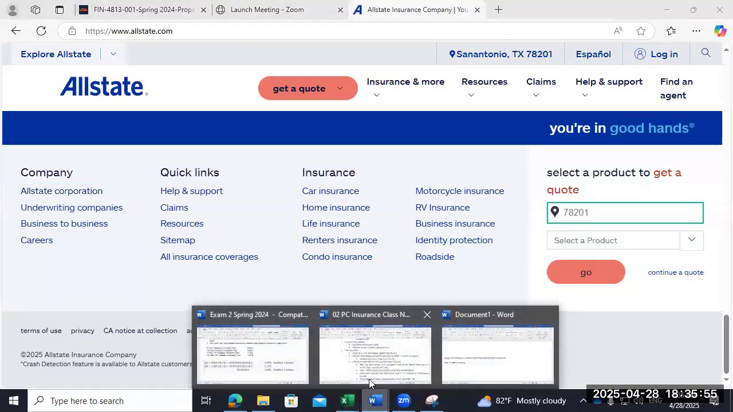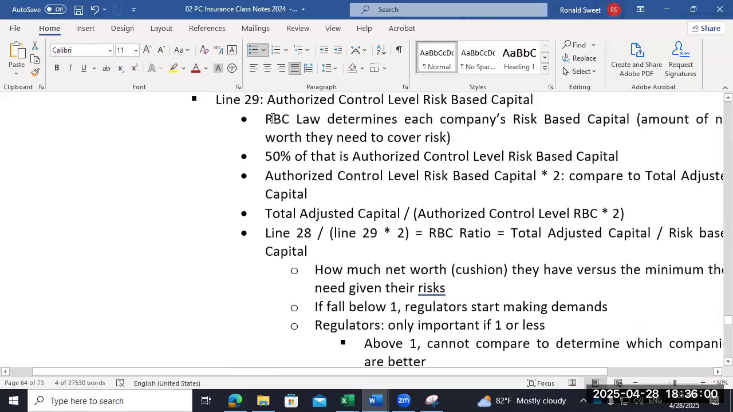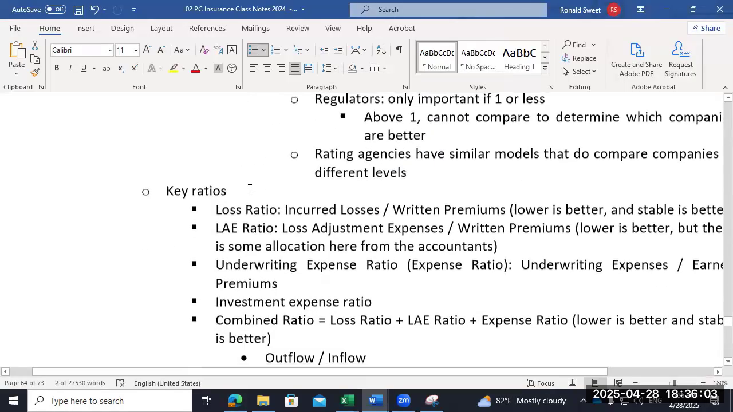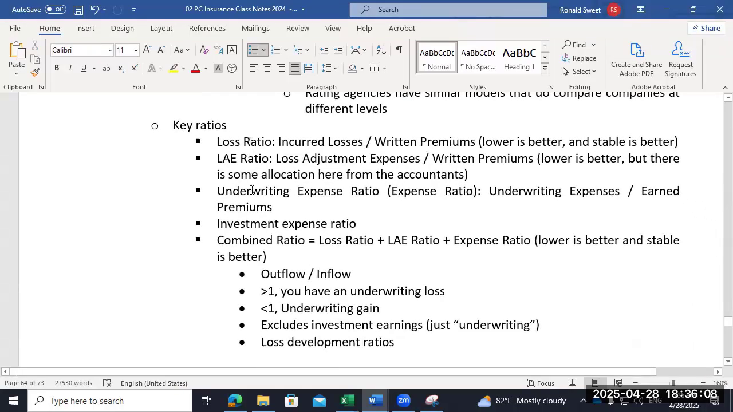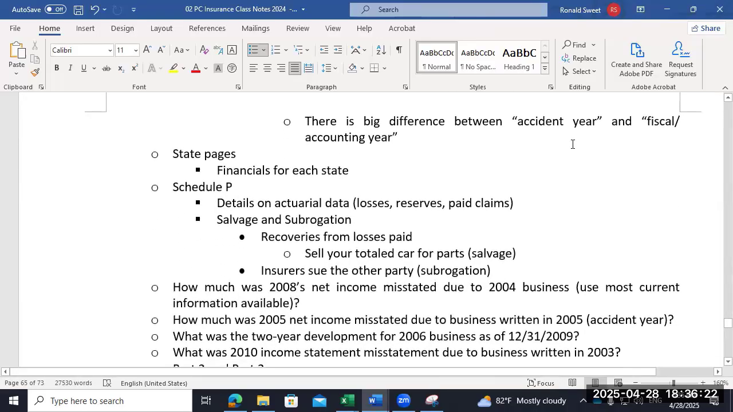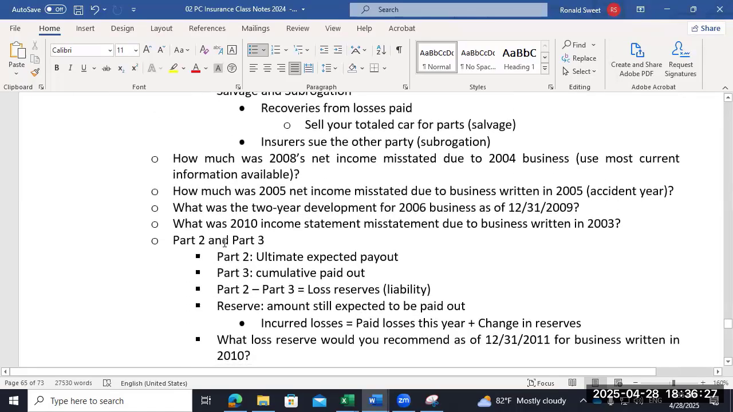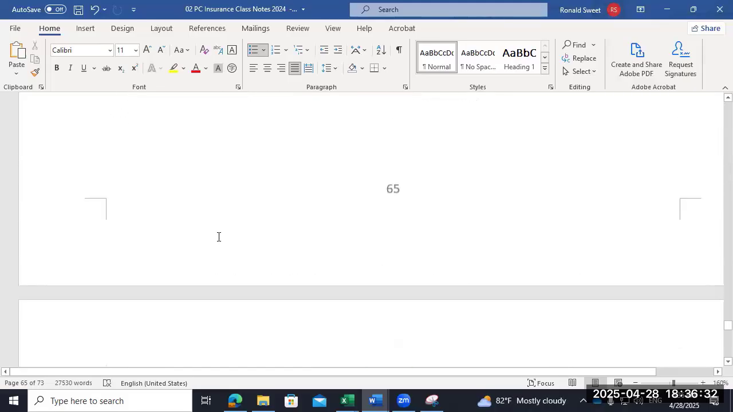So, all right. So the 5-year data is pretty good. I forgot the risk-based capital is in that 5-year data. I forgot to show it to you. All right. Key ratios, we've already kind of talked about these: the loss ratio, LAE ratio, underwriting expense ratio. The investment expense ratio is just how much it costs them to have their portfolio managed. We talked about the combined ratio, so we've got that already. We talked about the state pages. You've seen Schedule P. Boy, I think we've talked about everything. Yeah, we've talked through all of these, so I think we're good.